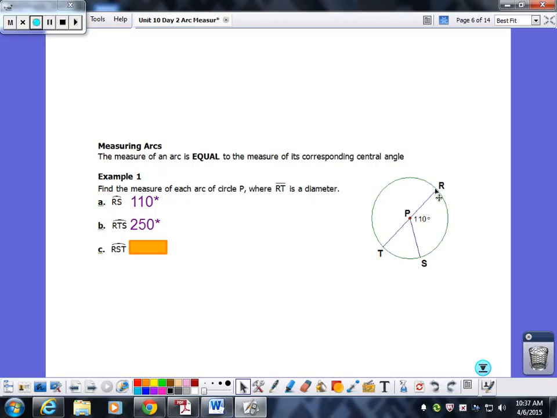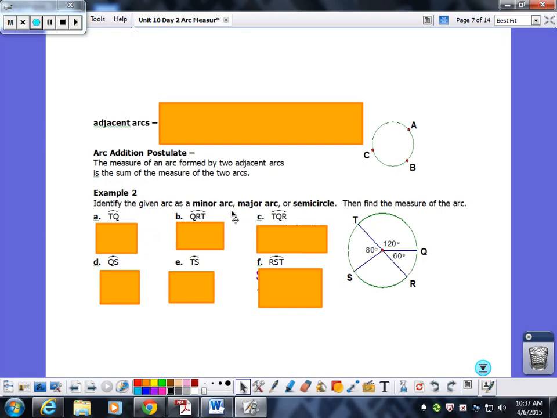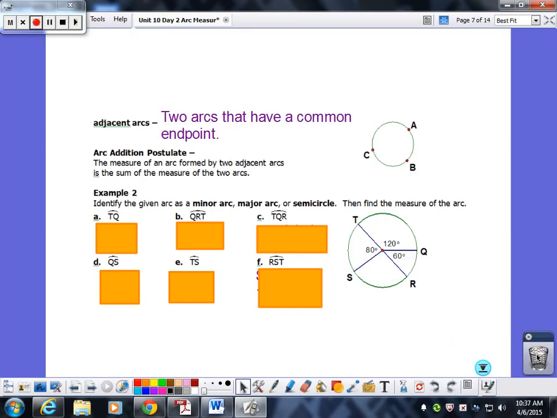RST: start at R, pass through S, and stop at T. You notice RT is the diameter. And whenever it has endpoints that are a diameter, we know that it's a semicircle. So RST is 180 degrees. Adjacent arcs are two arcs that have a common endpoint. In the arc addition postulate, the measure of an arc formed by two adjacent arcs is the sum of the measure of the two arcs. So basically we're adding the two angles together to create the sum of the arcs.